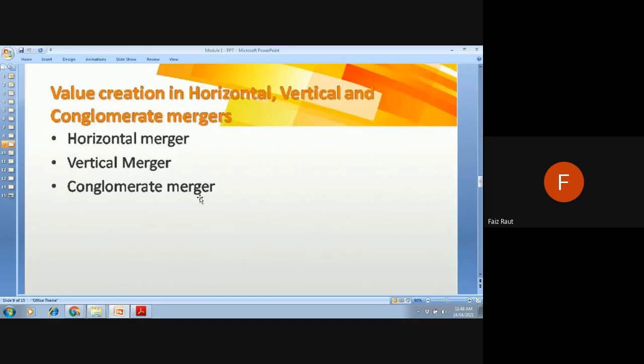Value creation is, in these three mergers, horizontal, vertical, and conglomerate, how value is created, how the benefits for the business are created. Like in a horizontal merger with Flipkart and Myntra, when they got merged, Flipkart added value to its business, because Flipkart was not that good in selling clothes online, but Myntra was the market leader in selling clothes online. So in order to create value, Myntra was acquired by Flipkart, and Flipkart also got the market share, the customers, and even the value which was created by Myntra in the minds of people. So they got the brand, they got the customers, and they got the market space to sell clothes online. So the horizontal merger created value for Flipkart by the acquisition of Myntra.